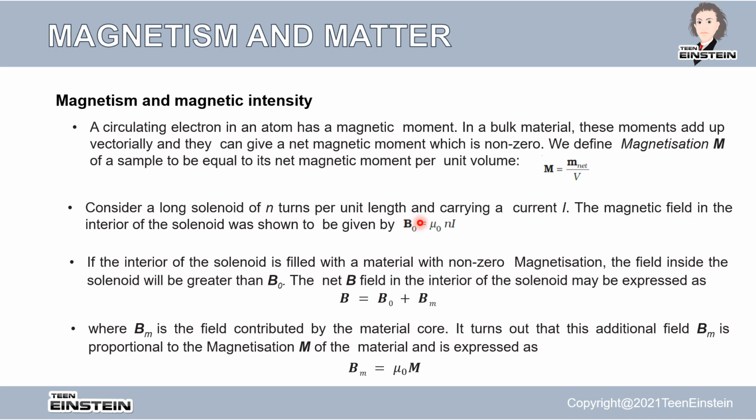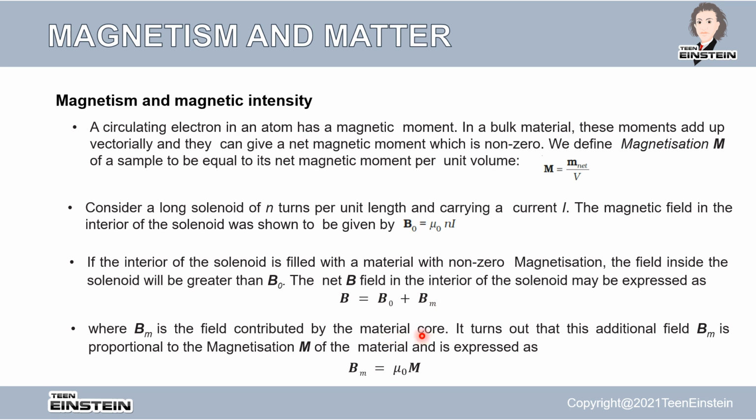It will not just be B0 in this case, and there will be Bm. Bm is something that is coming from the material and M stands for the magnetization. So, Bm is the field contributed by the material core. In this case, we are taking a solenoid and keeping a material inside. Now the field inside the solenoid is not just B0 and has another component called Bm. And this Bm is the contribution that is coming from the material core.